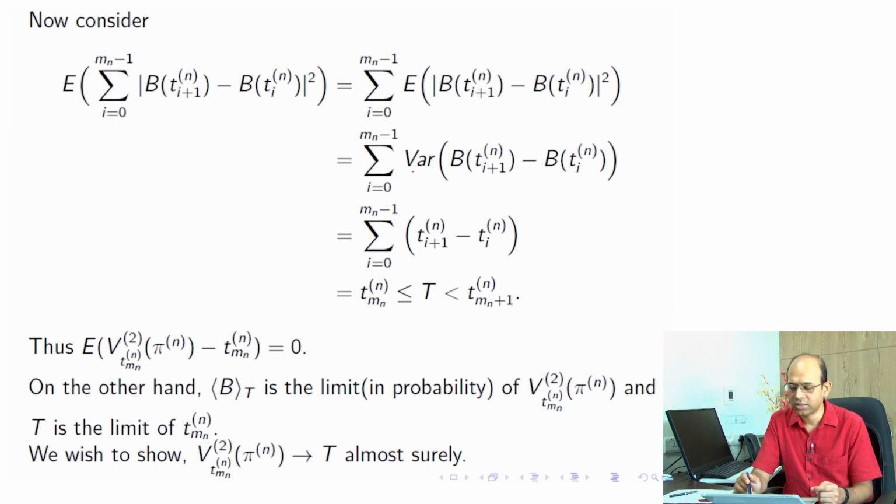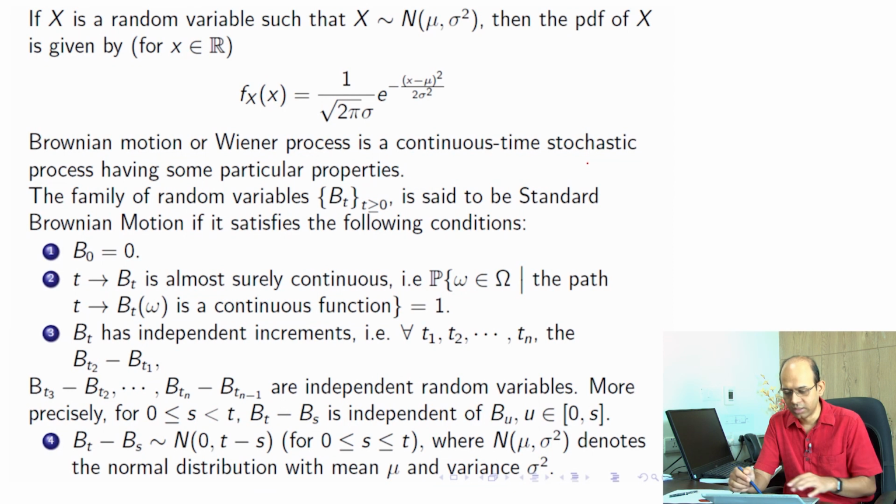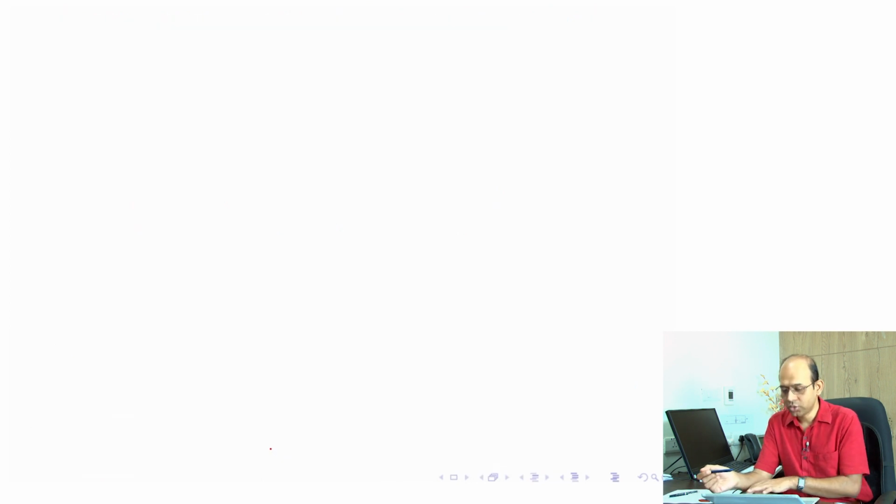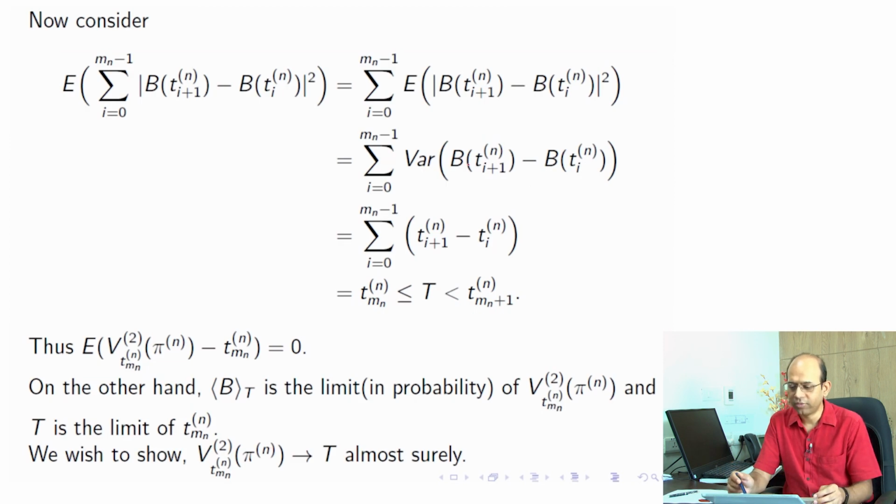So we write down that this is the same as the variance of the increment B_{t_{i+1}} minus B_{t_i}. Now we are going to use another property of Brownian motion, that this increment is normally distributed with mean 0 and variance the same as the time difference. We have seen in an earlier slide that B_t minus B_s is normally distributed with mean 0 and variance t minus s. So using that, the variance we can write as t_{i+1} minus t_i.